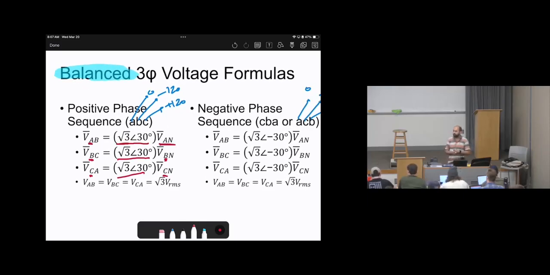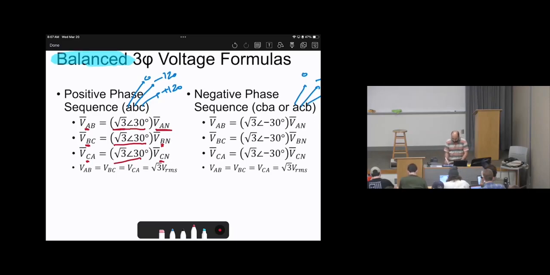So we see this formula can be much easier than using VAN minus VBN. How? Because when we have a product of complex numbers, we can just multiply the magnitude with square root of 3 and just add 30 degrees to the angle. That's it. That's how we can make it easy.